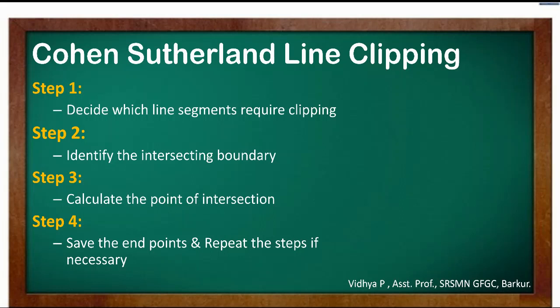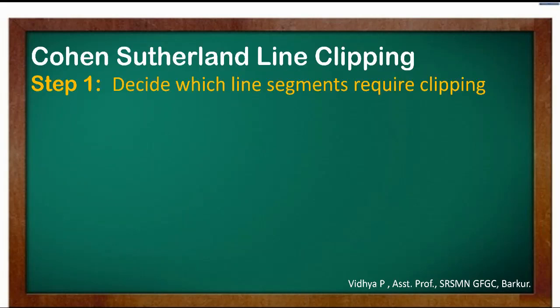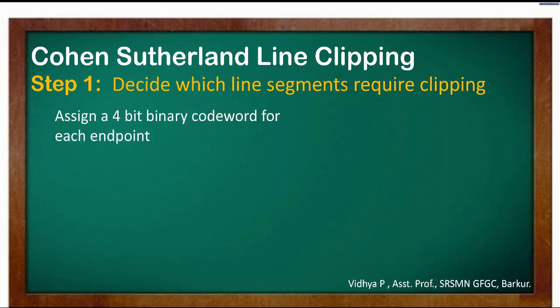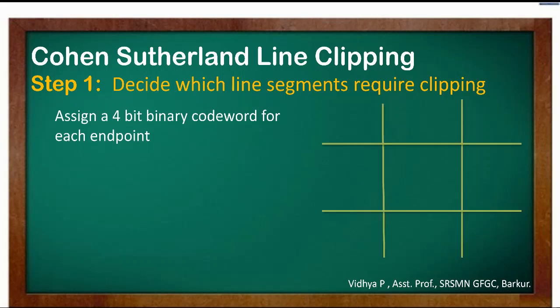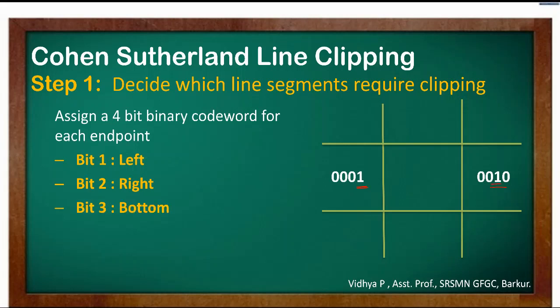In step 1, to decide which line segments require clipping, we assign a 4-bit binary code word for each endpoint. If we consider this as our window, we assign bit 1 to 1 if the endpoint is on the left side of the boundary, and bit 2 is assigned to 1 if it is on the right side of the boundary. Bit 3 is assigned to 1 if the endpoint is below the boundary. Bit 4 is assigned if it is on the top of the window boundary.